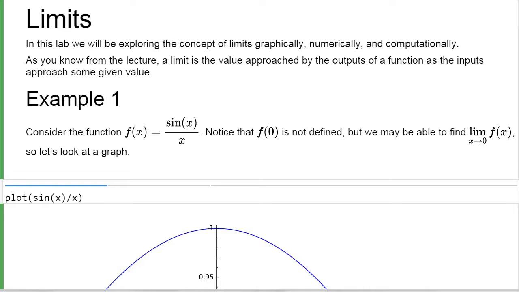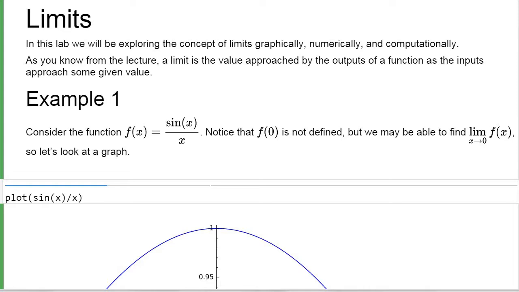As you should have seen already in the lecture, the idea of a limit is that the inputs of a function, the x values, approach some fixed given number, and you want to see if the outputs, or the y values, also approach some specific number or not.